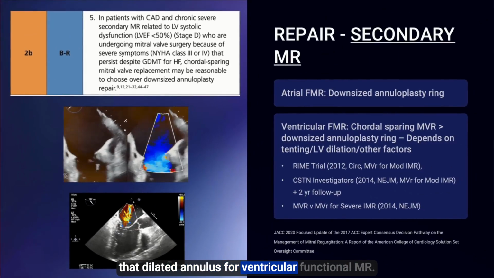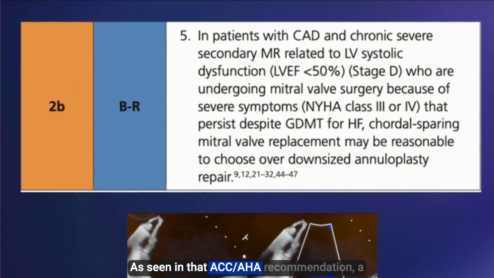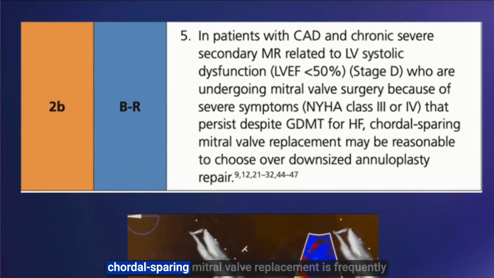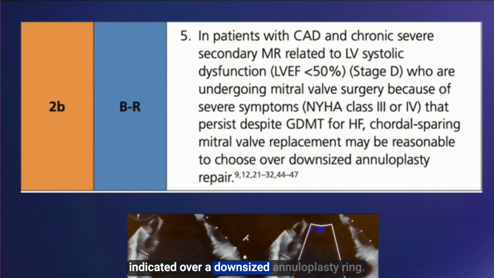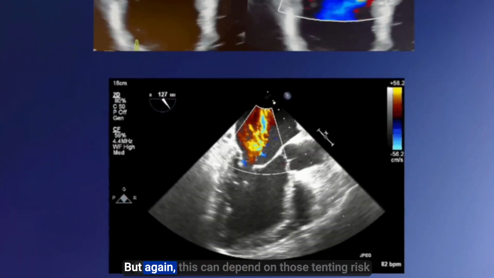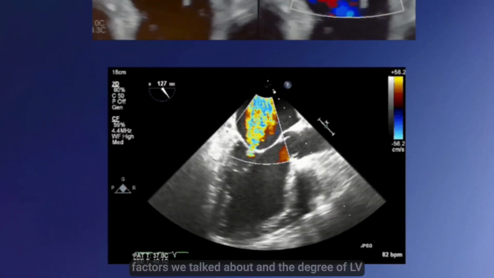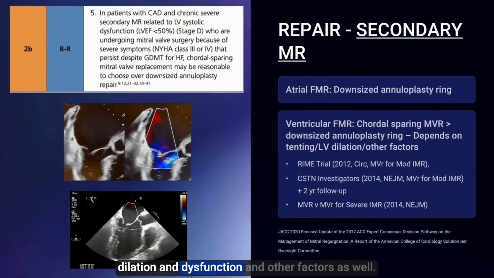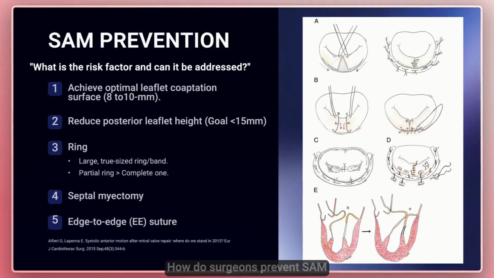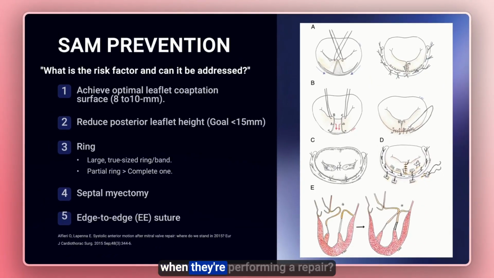For ventricular functional MR, as seen in that ACC-AHA recommendation, a chordal sparing mitral valve replacement is frequently indicated over a downsized annuloplasty ring. But again, this can depend on those tenting risk factors we talked about, the degree of LV dilation and dysfunction, and other factors as well. How do surgeons prevent SAM when they're performing a repair?